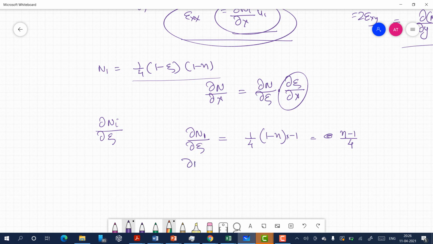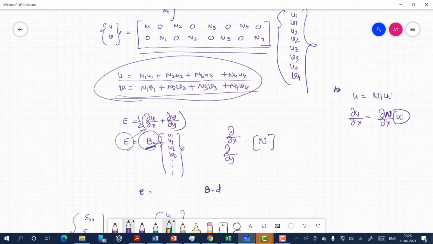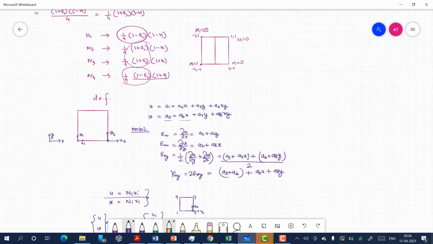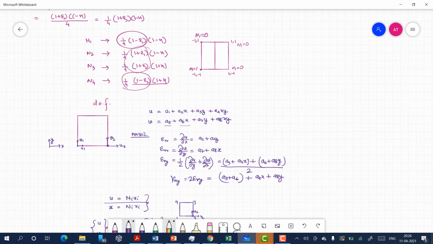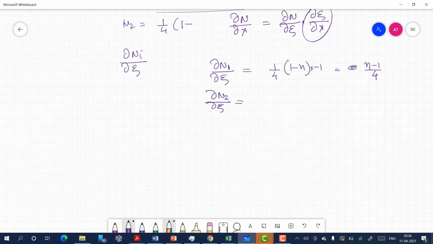And then you can have del N2 by del zeta. What is our N2 value? Was it 1 minus or 1 plus? I think it will be 1 plus. Where is our shape function? Yeah, N2 was 1 plus zeta into 1 minus eta divided by 4. So this will be 1 minus eta divided by 4.